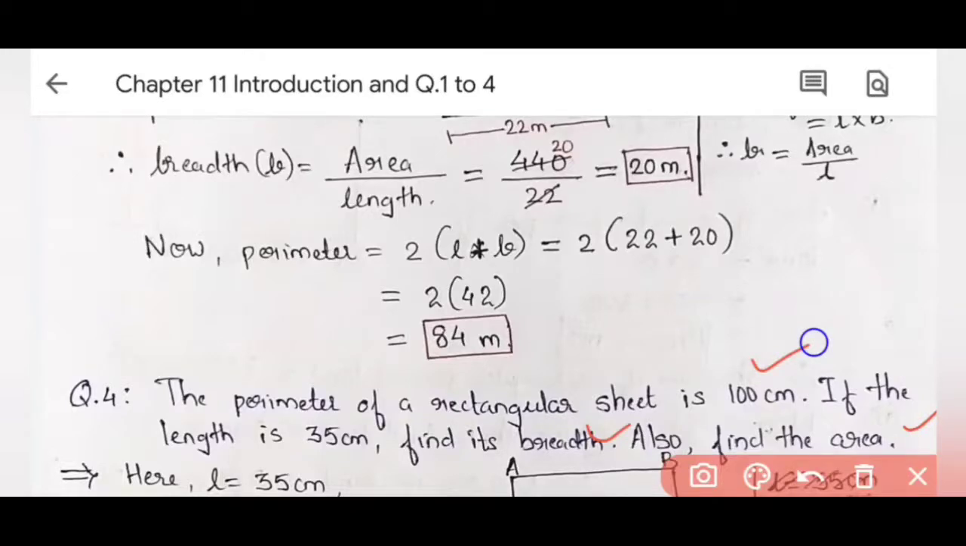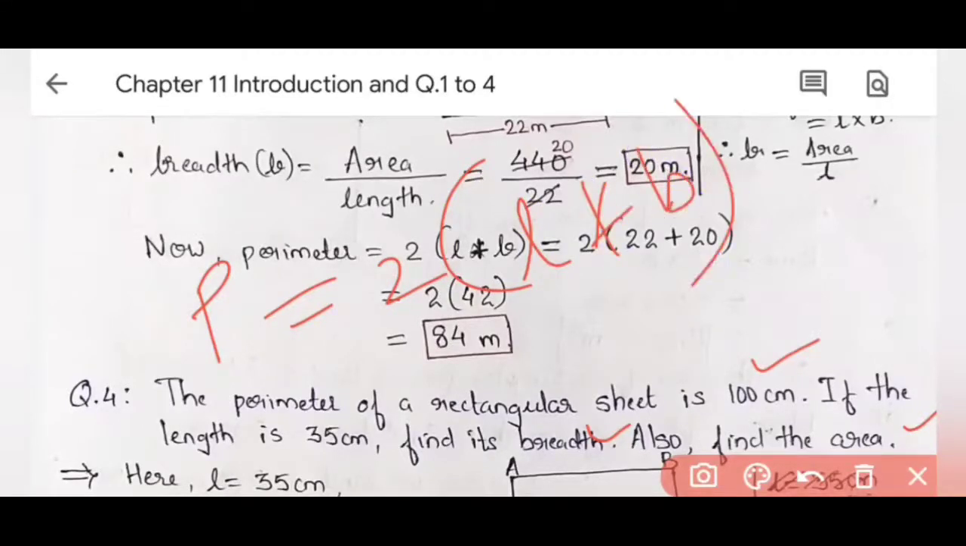Now how will we find breadth? You know that perimeter is equal to 2 into (L plus B). So we will place each value in its place and finally we will get the breadth. Once we get the breadth, we will place it in the formula of area. So let us move forward and see how we can solve.